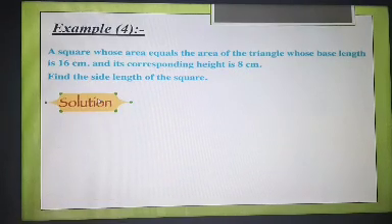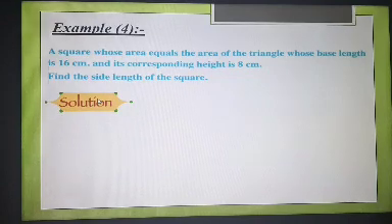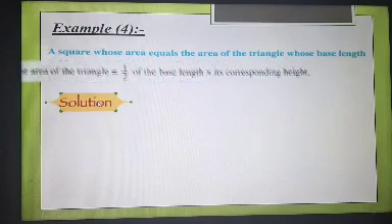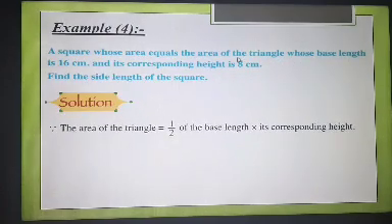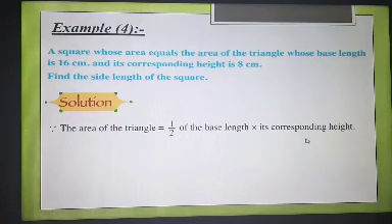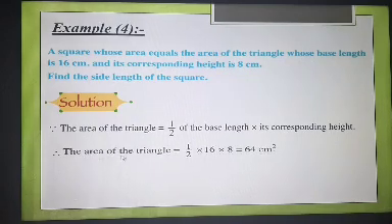طب أنا عشان أجيب السايد length of square we have to know the area of the square. طب how we can get the area of square؟ الاريا بتاع السكوير هي نفسها الاريا بتاعت الترينجل. طب يا ترى مين فيهم أقدر أجيب الاريا بتاعته في الأول؟ طبعا واضح جدا إن أنا أقدر أجيب الاريا بتاعت الترينجل، لأن أنا عندي الاريا of triangle equal half by base by its corresponding height.